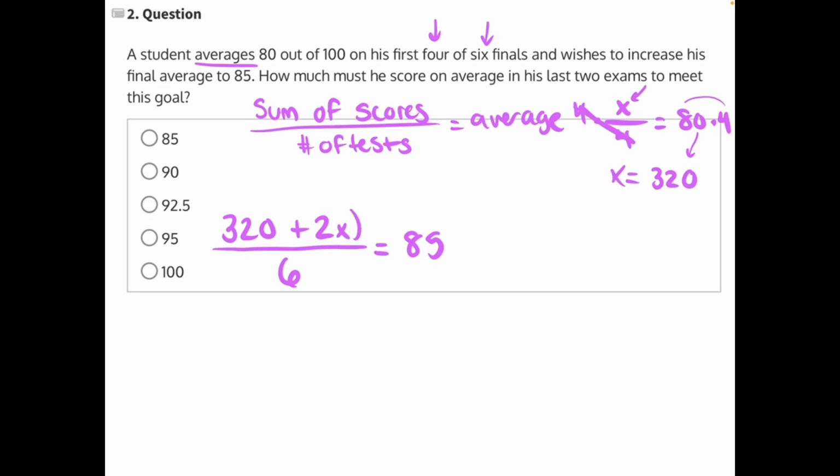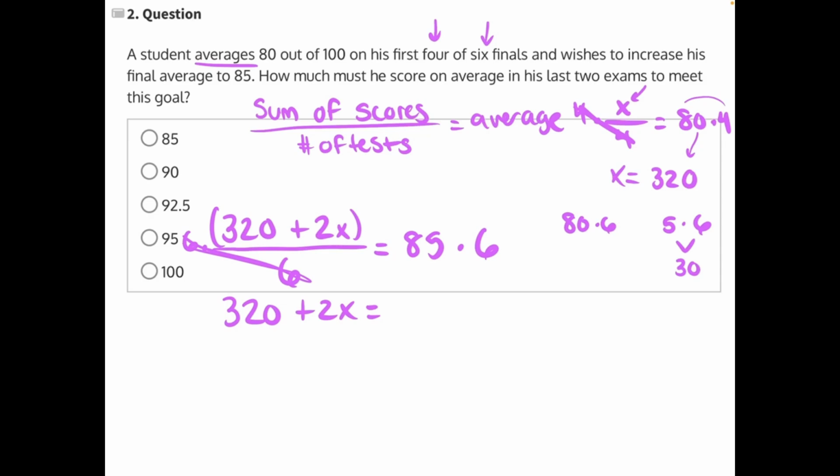320 plus 2x is being divided by 6, so we can multiply as our opposite operation to both sides. These 6's will cancel, leaving us with 320 plus 2x is equal to, for this we can split this multiplication up, 80 times 6 and 5 times 6. 5 times 6 is 30. 8 times 6 is 48, and then add your 0, 480. When you add those 2 numbers together, you will get 510.